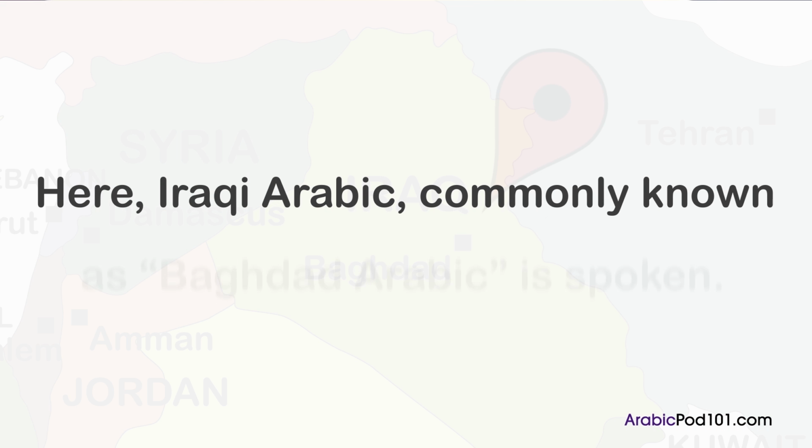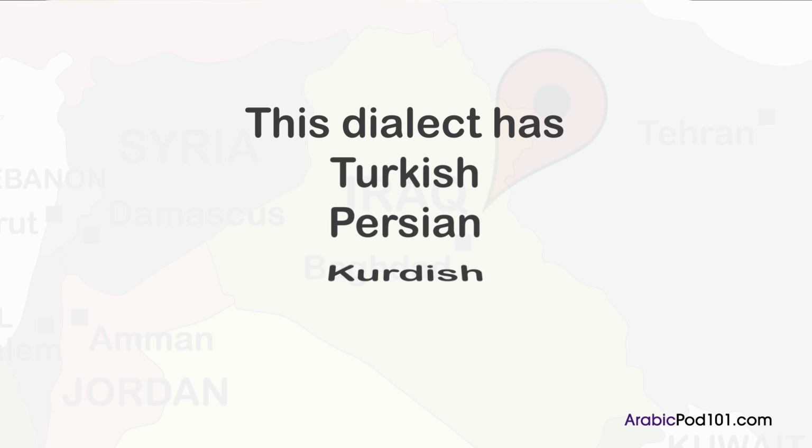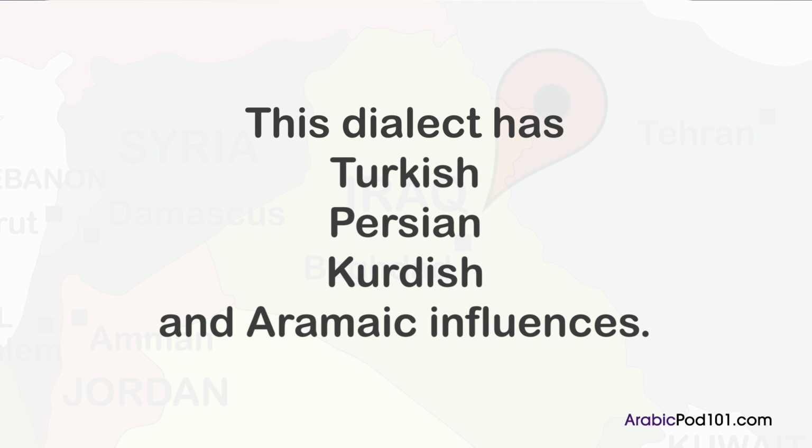Here, Iraqi Arabic, commonly known as Baghdad Arabic, is spoken. This dialect has Turkish, Persian, Kurdish, and Aramaic influences.